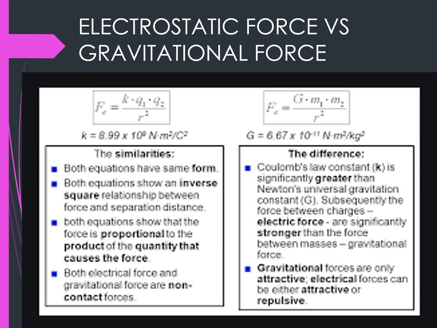The next topic is electrostatic force versus gravitational force. For electrostatic force, the equation is F is equal to K into Q1 into Q2 divided by R square, and for gravitational force, the equation is F is equal to G m1 into m2 divided by R square.